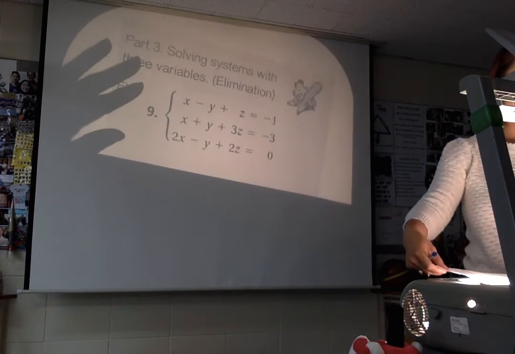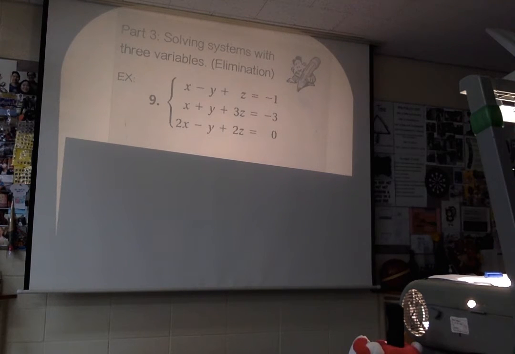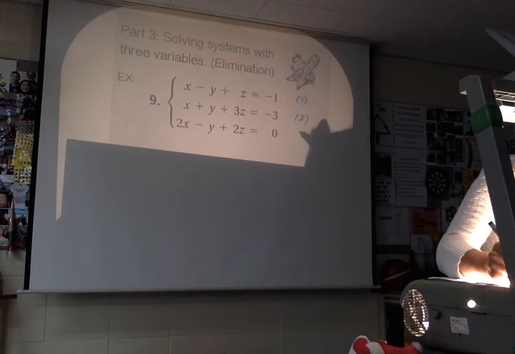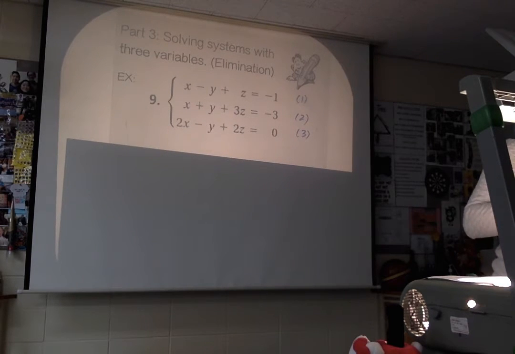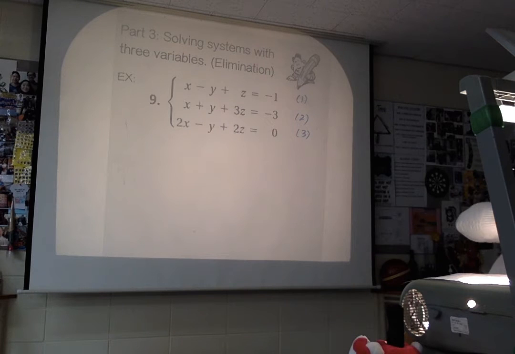Alright. So you guys, let's try this example here. Now we're going to do this by elimination. Your favorite method. But I know that any method actually requires a little bit of elimination, okay? So let's do this. So again, we're going to name these equations 1, 2, and 3. Alright? So you guys, 1, 2, 3. Ready? Here we go.